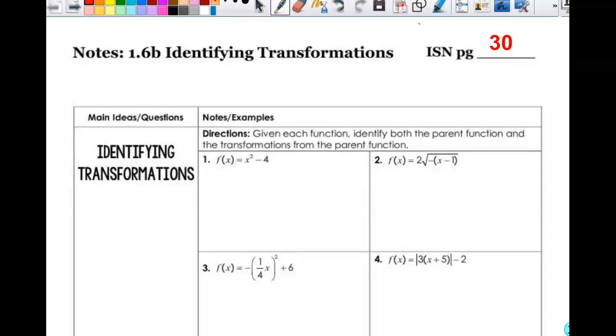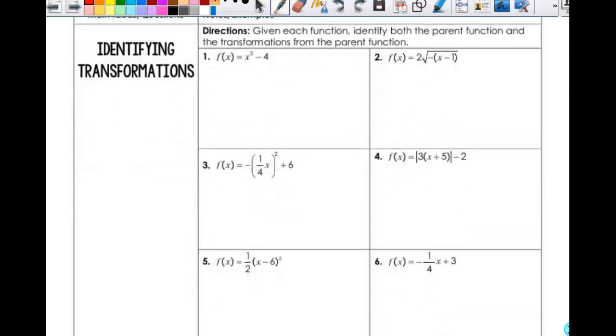And before we do that, we're going to do a little other activity that I'm not going to record. Put that down. We'll look at how we're going to identify these. So the directions say, given each function, we're going to identify both the parent function and the transformation. So when we identify the parent function, there are 3 things that we write down. First of all, it's the name of it. So in number 1, what's the name of that parent function? Cubic. Very good. So it's a cubic.